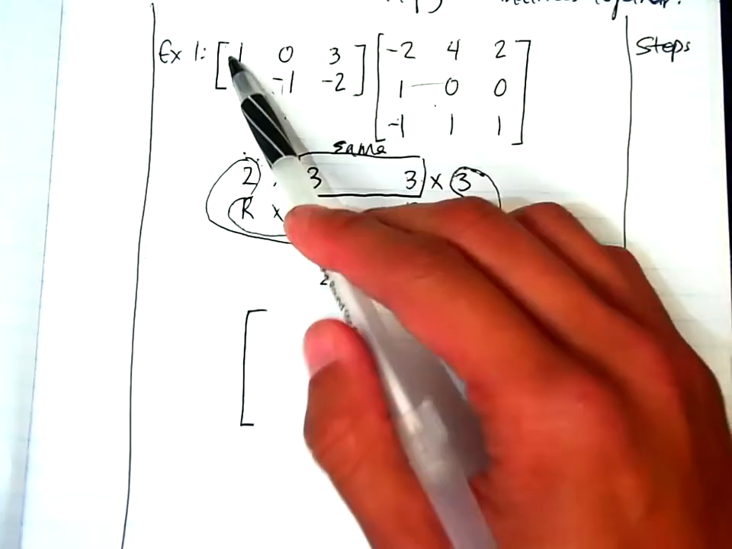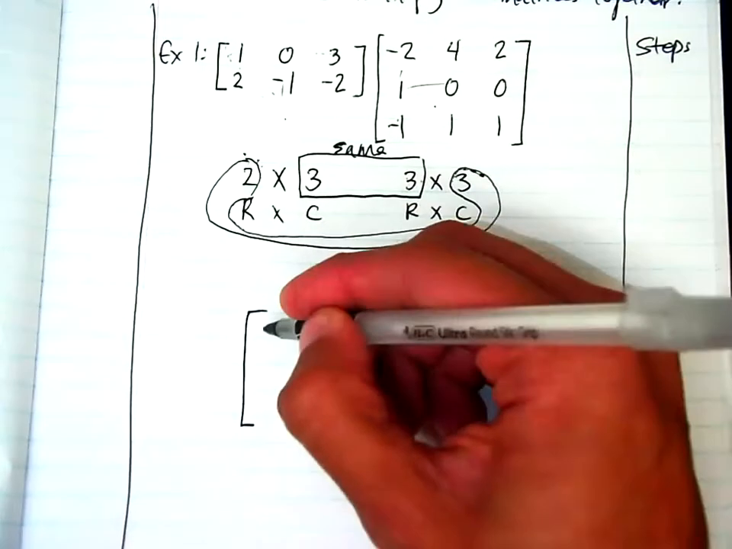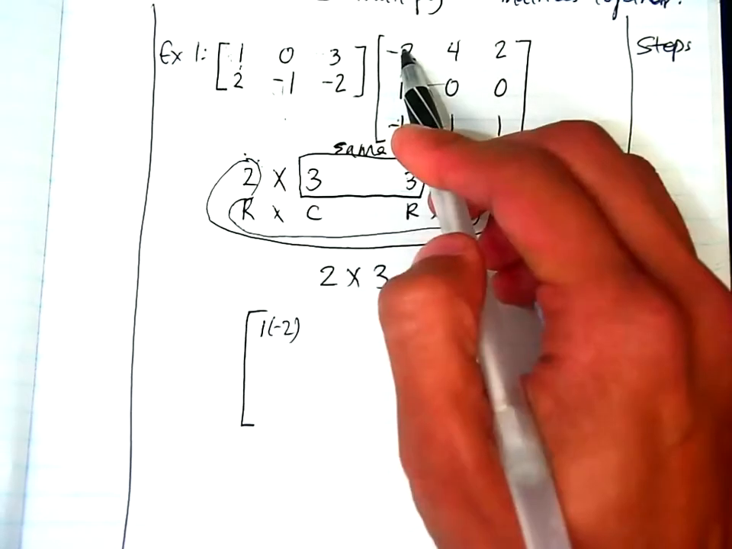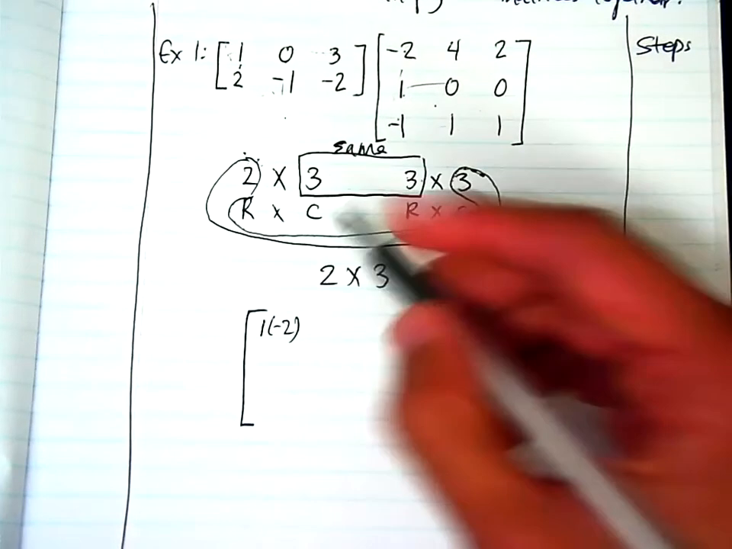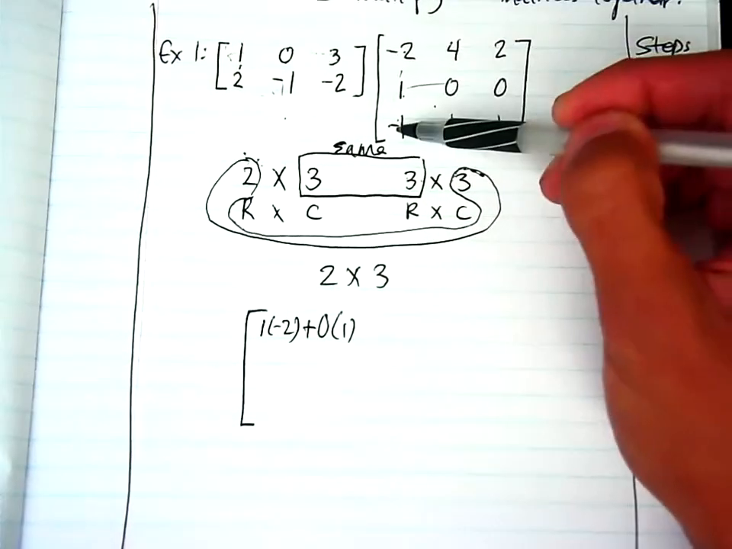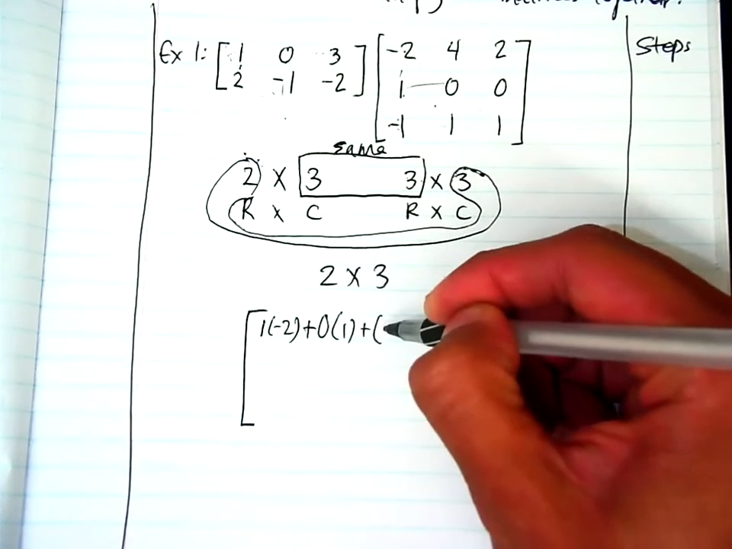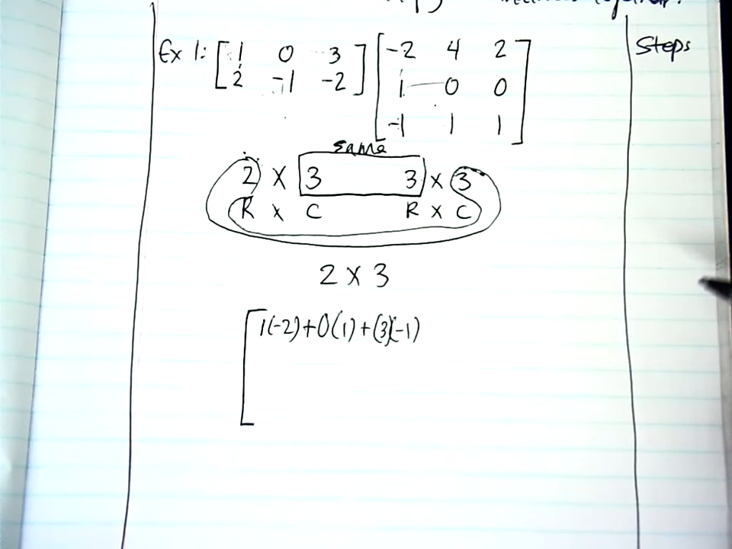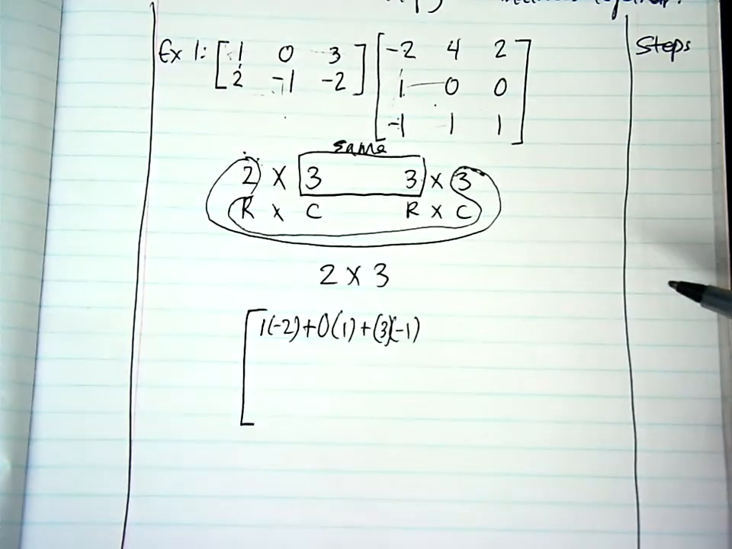Okay, so the first one is this row by this column, so 1 times negative 2. And then 0 times 1, so I'm going to add it, 0 times 1, and then 3 times negative 1. Okay, so that should give me my first number.